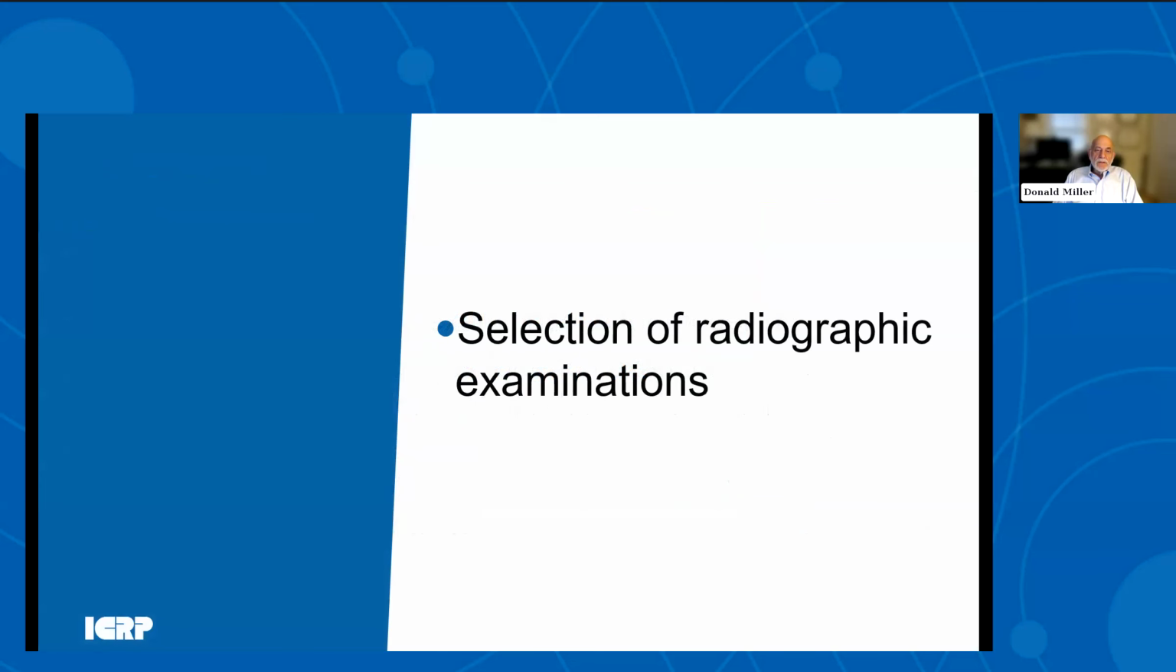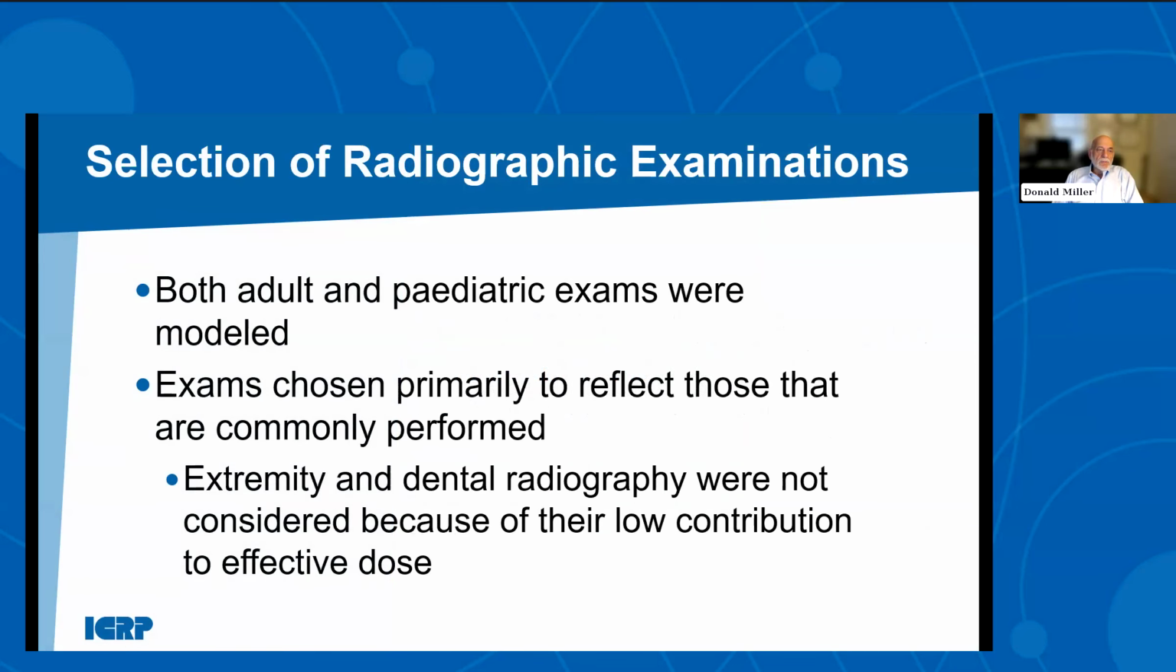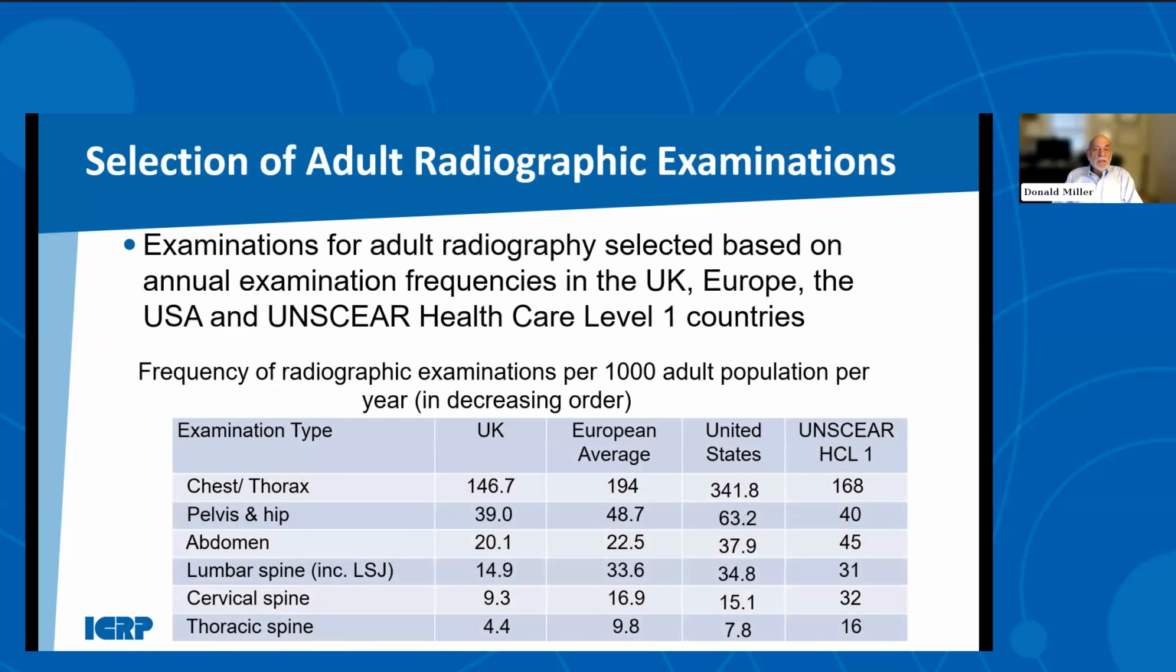So the first thing we needed to do was to select the examinations. And the goal was to select both adult and pediatric examinations. And the intent was based primarily to reflect those that are most commonly performed. While extremity and dental radiography are extremely common, they were not considered because they are both relatively low contributors to effective dose. So instead, we chose adult radiographic exams based on their relative frequency in the UK, in Europe, the US, and in UNSCEAR healthcare level 1 countries.